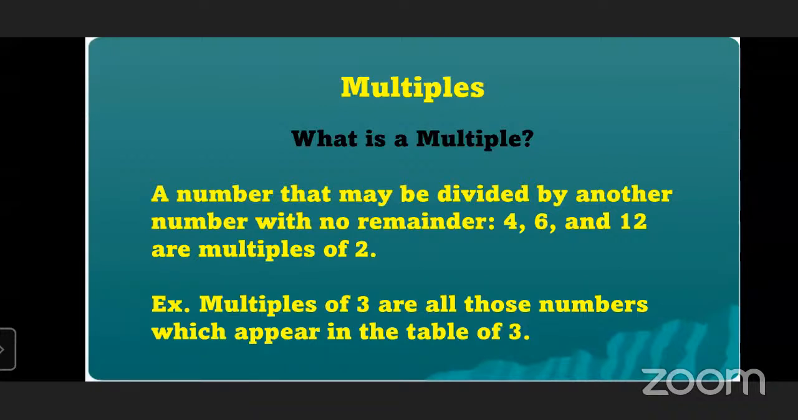What it says: a number that divides another number with no remainder. It means if we divide any number and it leaves 0 remainder. Fine. So multiples of 3 are all those numbers which appear in the table of 3. It means the table of 3 itself is a multiple of 3. Whichever number comes in the table of 3 will be a multiple.